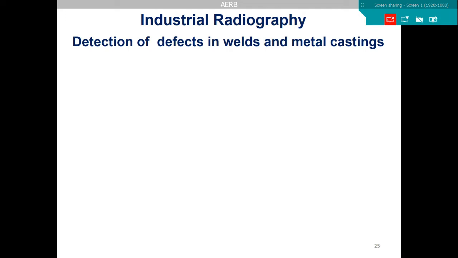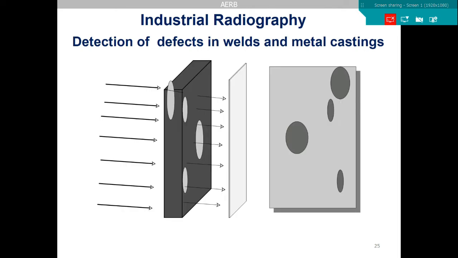Industrial radiography. This, as you know, is like taking an X-ray of a human being. This detects defects in welds and metal casting. This picture will make it clear. We have an object here, a steel plate, let us say a thick steel plate. It may have some blowholes, it may have some faults within the plate which will not be visible to the naked eye. And in this condition, this metal plate cannot be used.